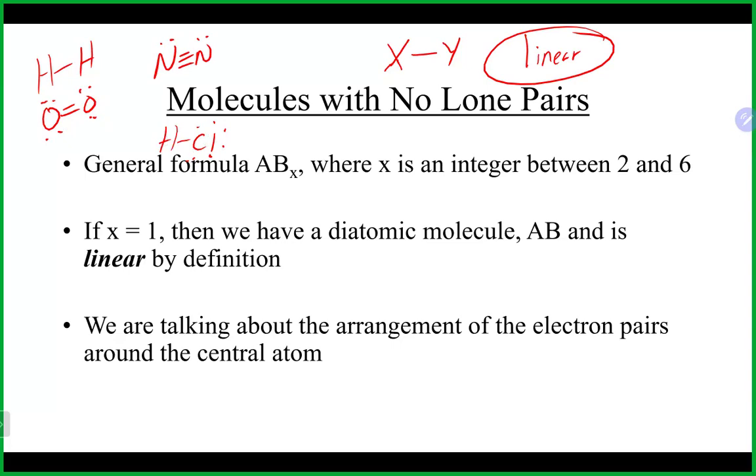So if you have anything that is just two things together, that's a diatomic molecule, the geometry for that is always going to be linear. And usually that's the only geometry we talk about because, again, there's not really a central atom in this case because there's only two atoms. Questions on that there?